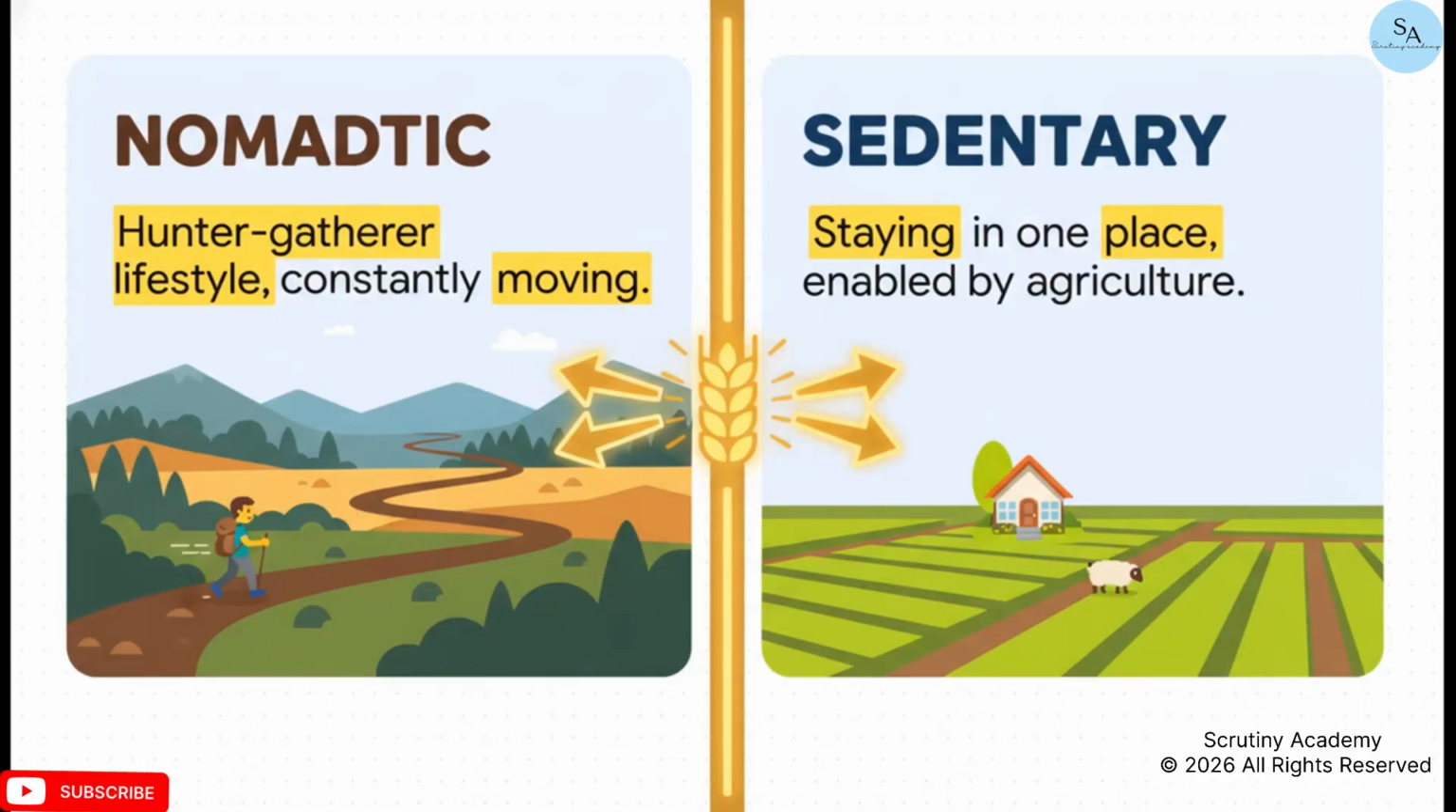Okay, here's a classic comparison they love to ask about. Nomadic versus sedentary life. For like 180,000 years, we were nomadic, always on the move. So what was the game changer? One word: agriculture. The moment we could farm, we could become sedentary, stay in one place. And that is the key shift that made permanent settlements possible.